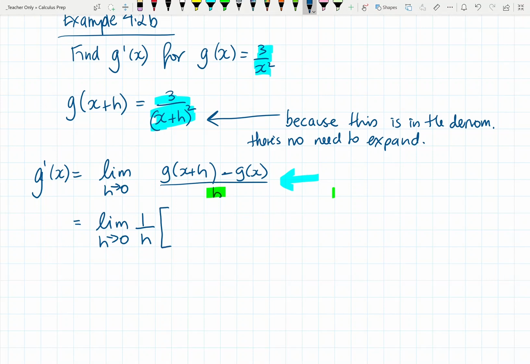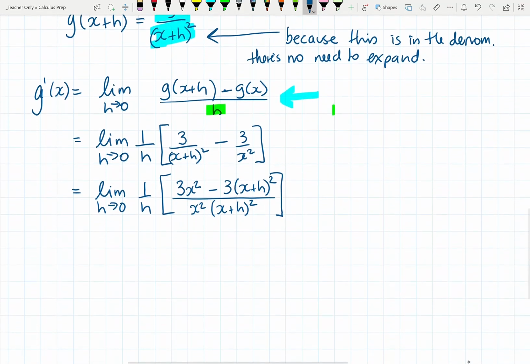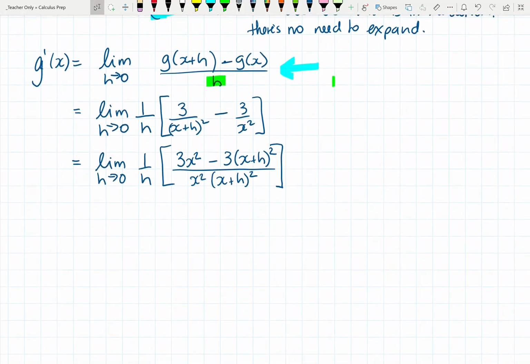And then I'm going to do g of x plus h, which is 3 on x plus h squared minus 3 on x squared. So we create a single term inside the bracket by cross multiplying. So we'll have 3x squared minus 3 times x plus h squared on x squared times x plus h squared. Don't expand the denominator because we're not cancelling anything there.